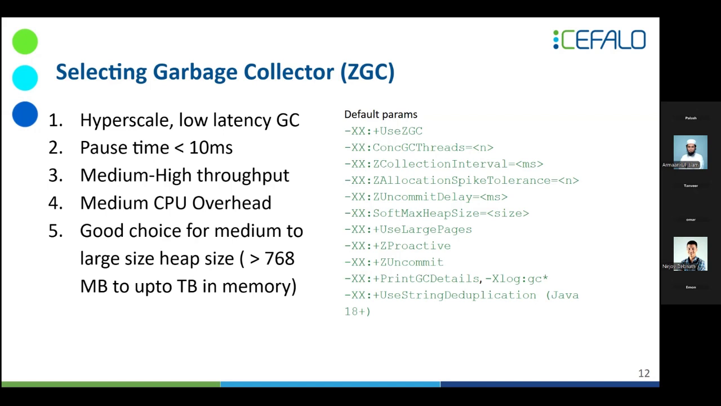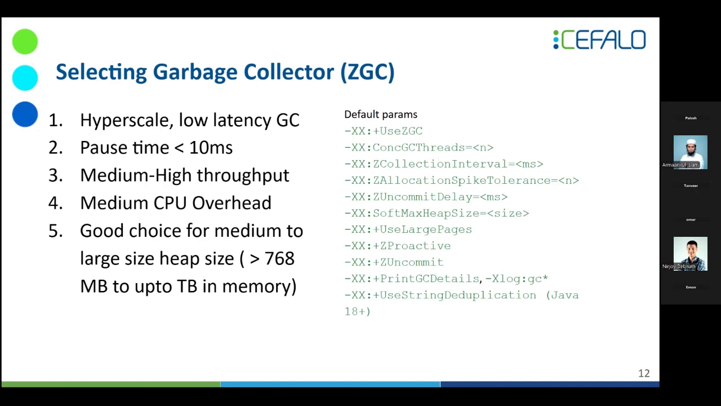The main purpose of using ZGC is when you require very, very little pause time when your garbage collector hits. So ZGC has very low pause time, which is less than 10 milliseconds. It has medium to high throughput, but it has a medium CPU overhead as well. It takes more CPU than G1 GC because of the way it works. And this is a good fit for medium to large size heaps.